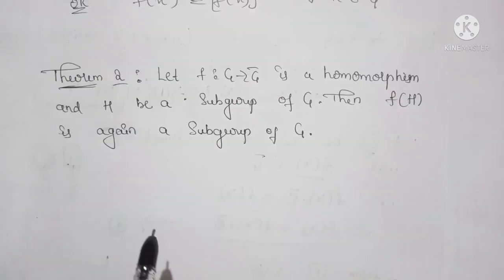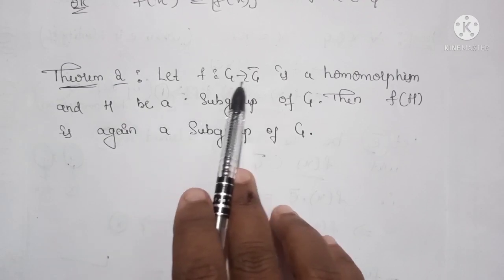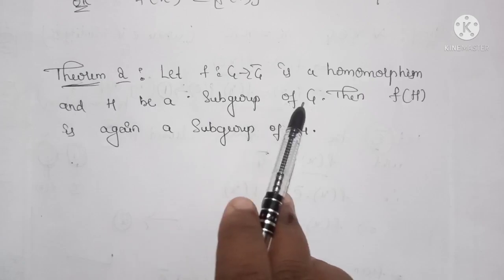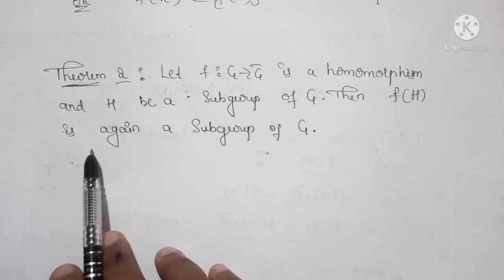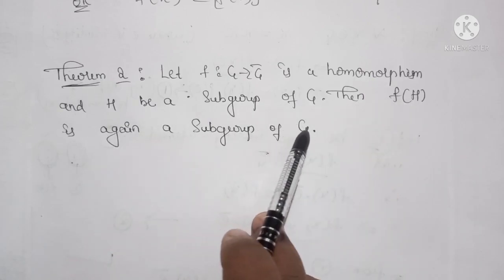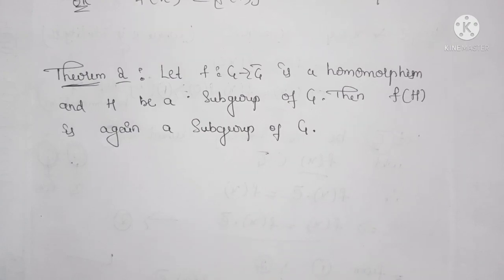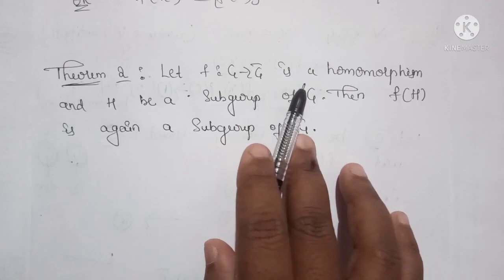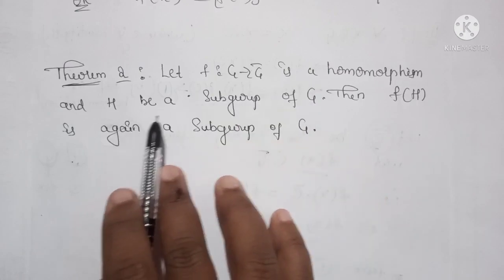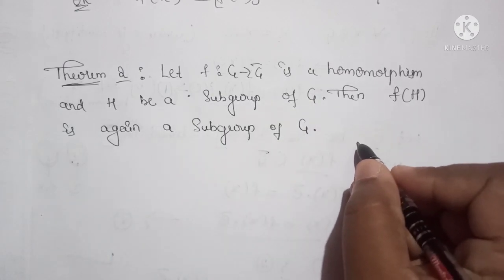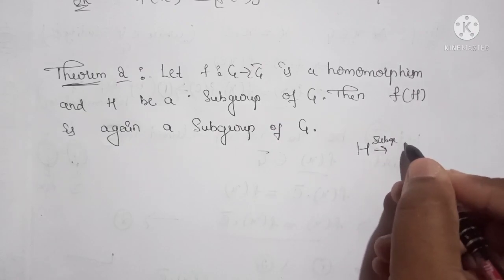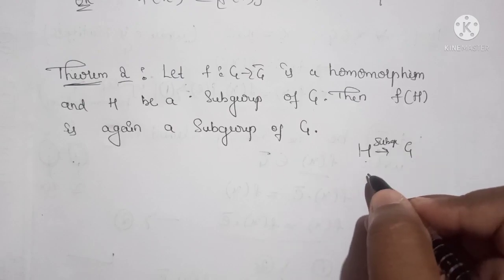Second theorem: let f from G to G bar be a homomorphism and H be a subgroup of G, then f of H is again a subgroup of G bar. So here, given that f from G to G bar is a homomorphism, and H is a subgroup of G, it means definitely it is a subset of G.